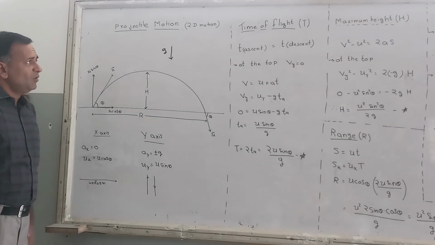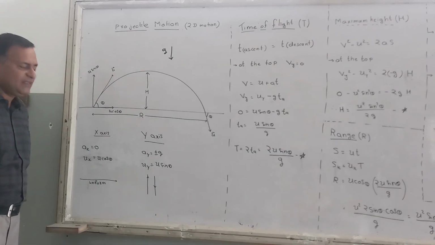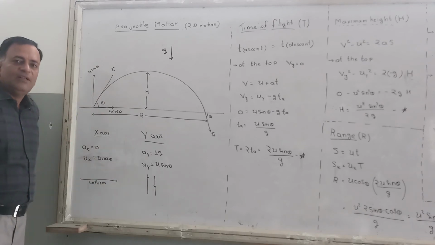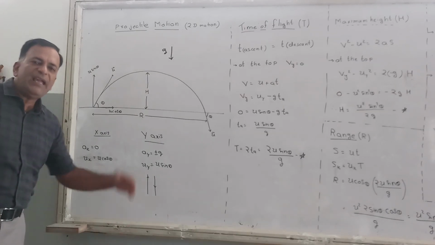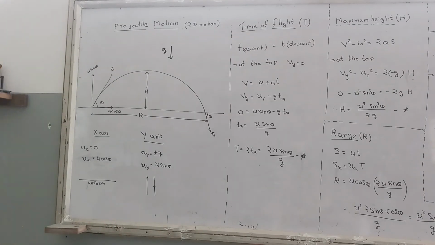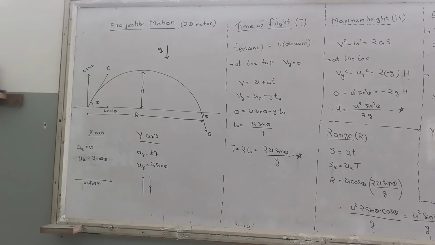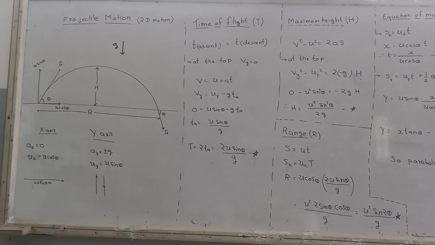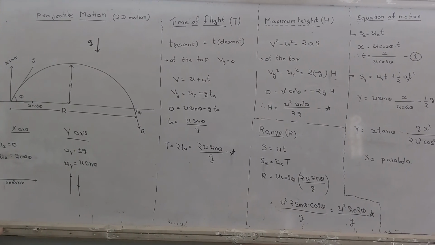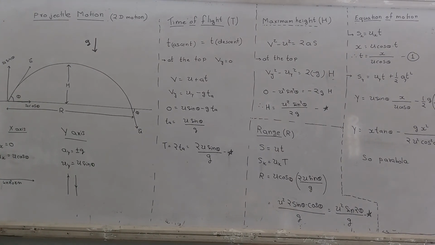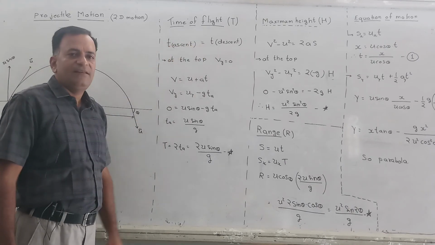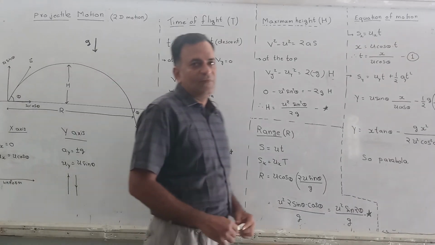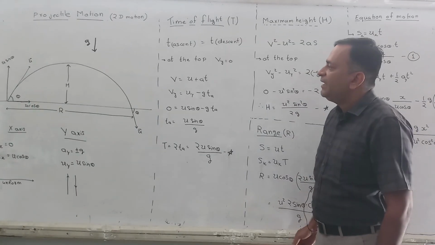Okay, so this is the brief introduction of what exactly a projectile is. And now what we are going to do is find many things. And what are those things? See, the very first thing, we are going to find the time of flight. That means for how much time the projectile remains in the air.